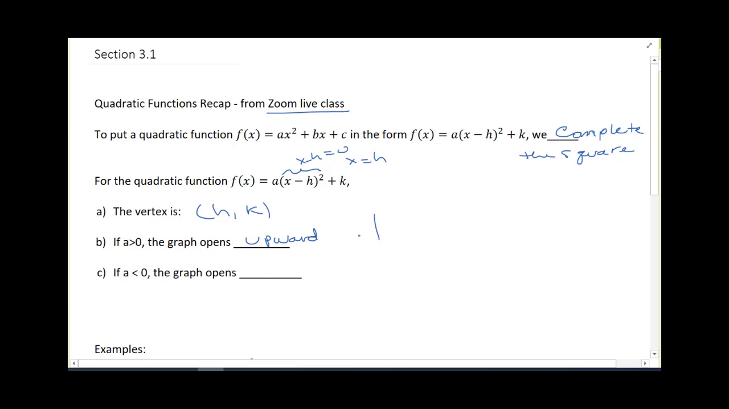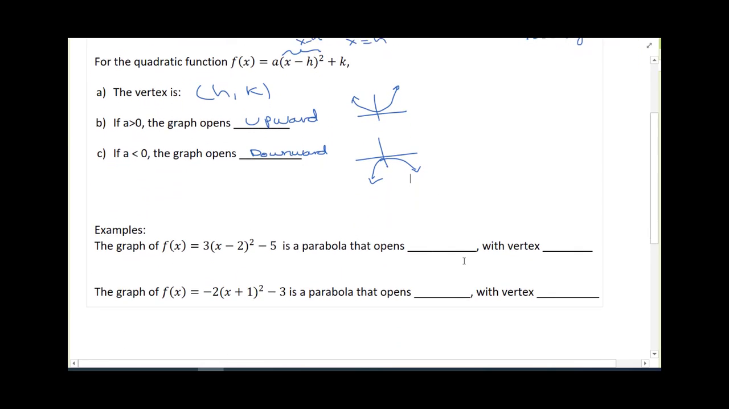And this is what I call a happy face parabola. And if a is less than 0, so negative, so if the coefficient in front of your x squared is negative, the graph opens downward. And this is what I call a sad face parabola. So let's look at some examples.